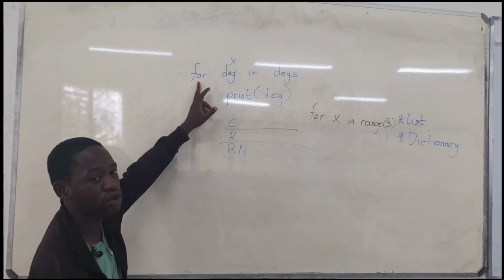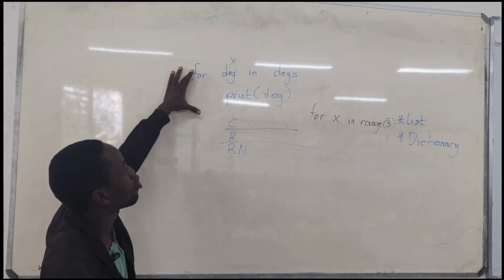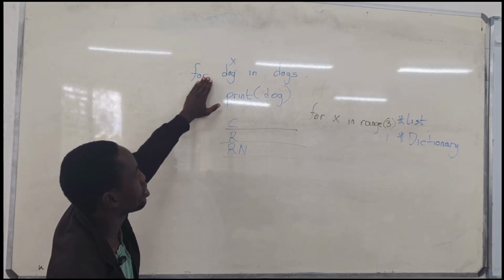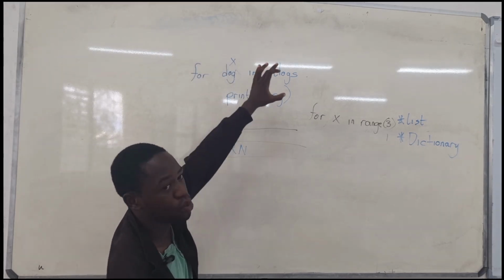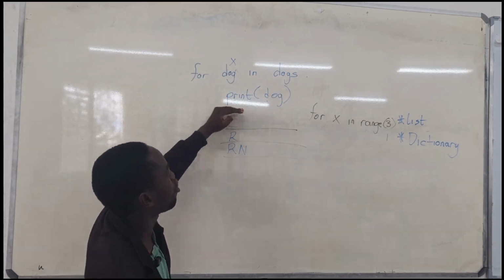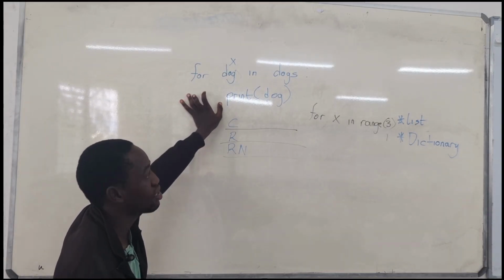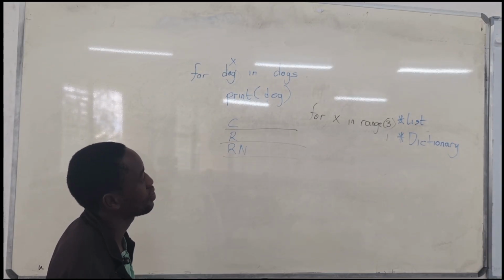The for starts as a block of code on its own, and then the print will be inside this. There will be a line on top, and then the next line will be a print, but with some spacing here. Okay.